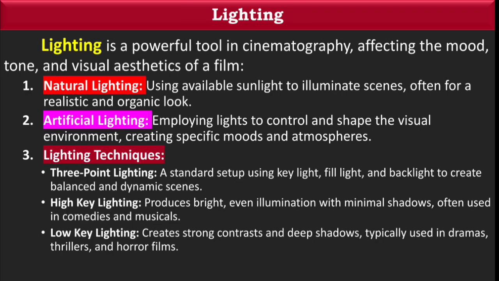Lighting is a powerful tool in cinematography, affecting the mood, tone and visual aesthetics of a film. Natural lighting uses available sunlight to illuminate scenes, often for a realistic and organic look. Artificial lighting employs lights to control and shape the visual environment, creating specific moods and atmospheres.